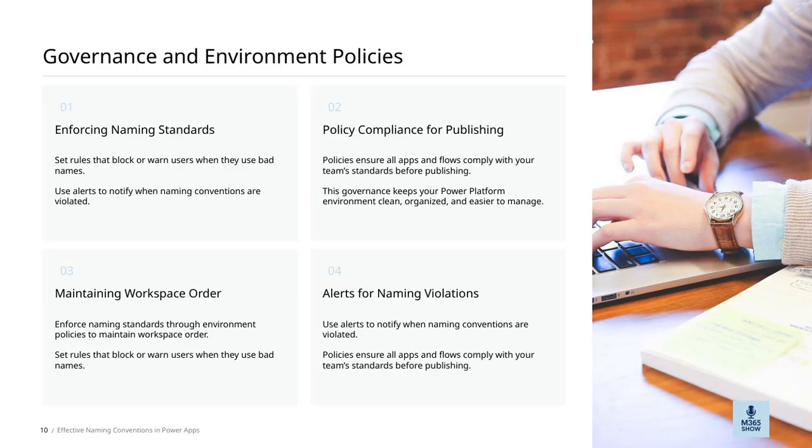Now, let's talk about effective naming conventions in Power Apps. One of the key tools we have is using alerts to notify us when naming conventions are violated. This helps us catch issues early before they become bigger problems. Policies are also essential. They make sure that all your apps and flows comply with your team's standards before you even publish them. This keeps everything consistent and professional.